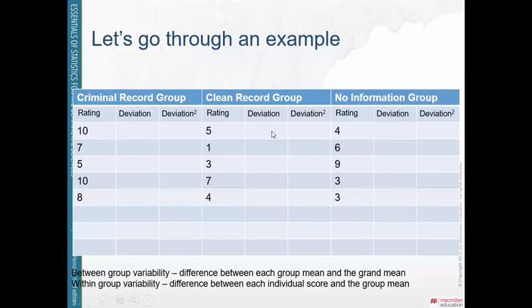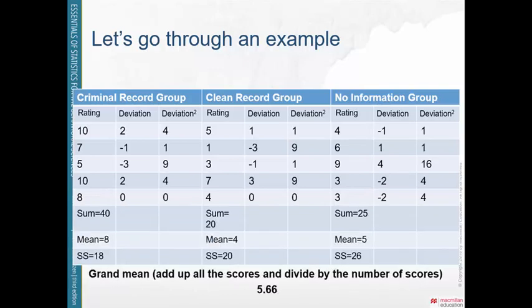Okay, so here we have five mock jurors in each condition, and these are their guilt ratings. And if you recall, the first thing we need to do is, like we've done before, find the mean for each group, and then find the deviation scores for each group, and then the squared deviation scores, and then sum them up in order to get your sums of squares for each group. So if you would work on that, and pause this now, and then hopefully this is what you get.